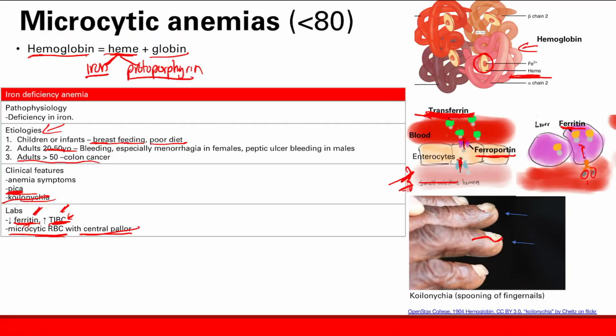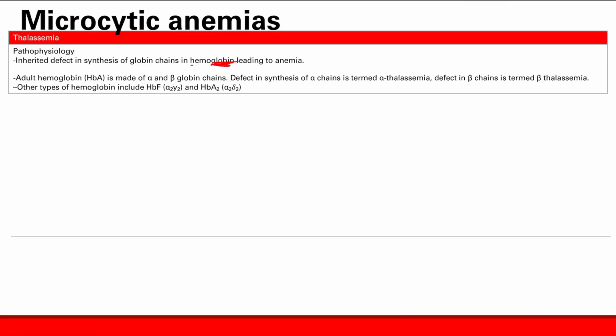Let me go back here. Remember that there's an alpha chain and there's a beta chain in adult hemoglobin. So you can get defects in either. You get alpha-thalassemia, a defect of alpha chain, and beta-thalassemia, a defect of beta chain synthesis.